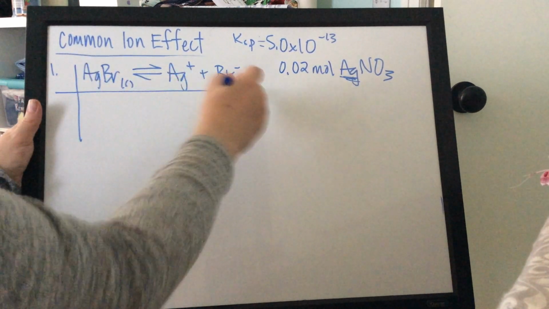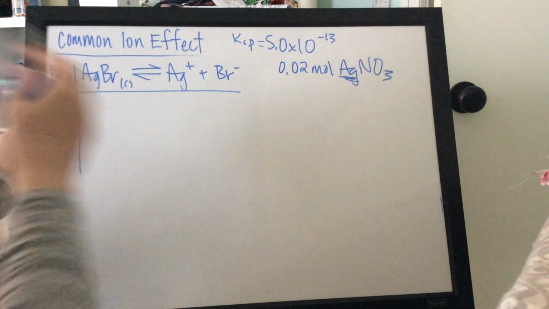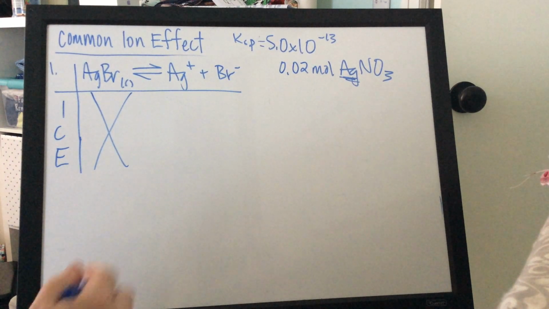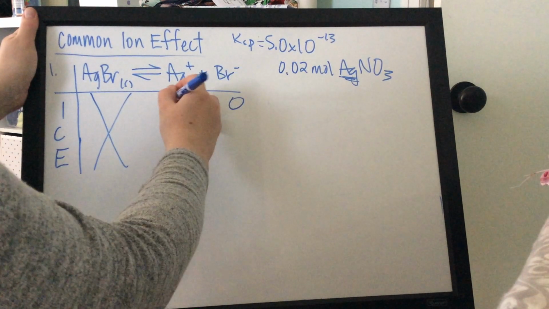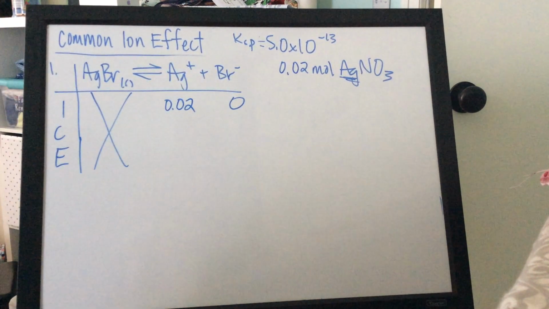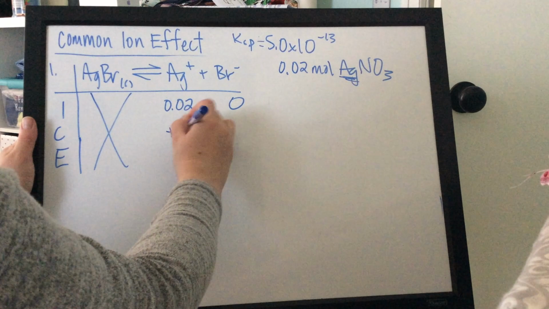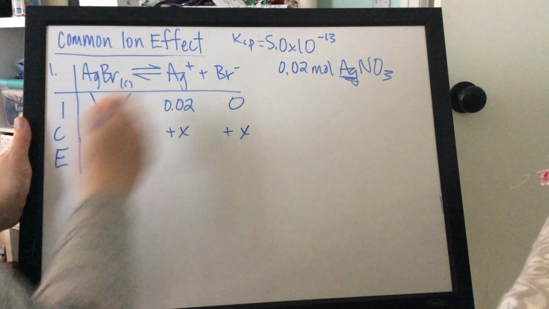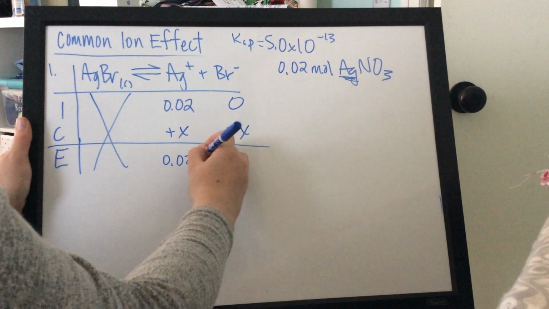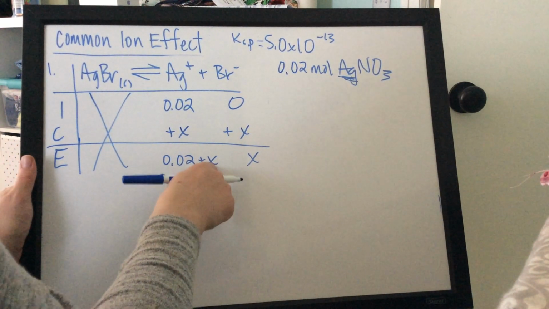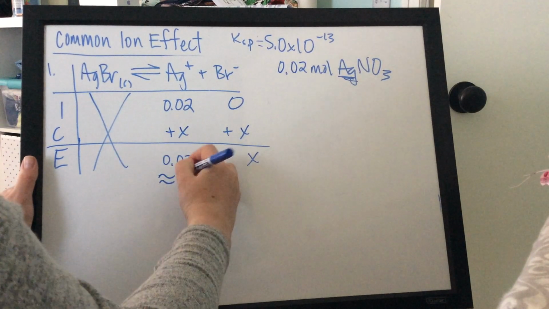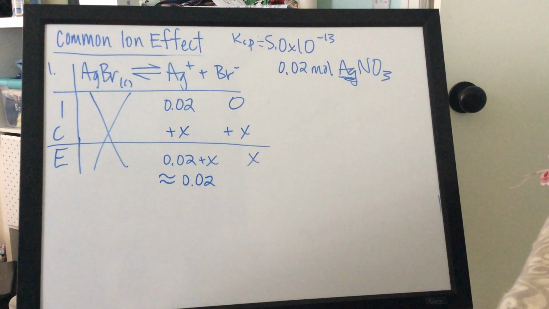So I know it's going to be an ice chart. Anytime you have a common ion, it's an ice chart. So in this case, the bromine is not existent initially, and the silver is 0.02 moles in 1 liter, so 0.02 molar. Of course, they're both going to increase by a factor of x this time, 1 to 1. So this is going to be 0.02 plus x, and this is going to be x. Remember, we make our assumption that the x value is going to be really small relative to this number. So we say it's close enough to 0.02.